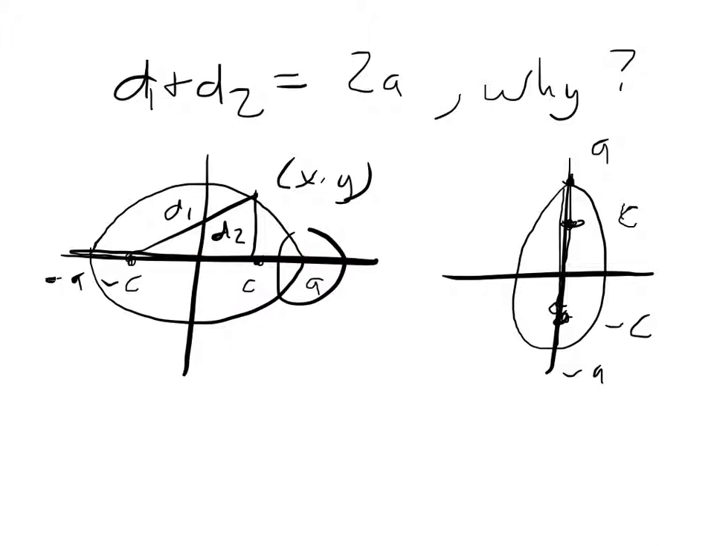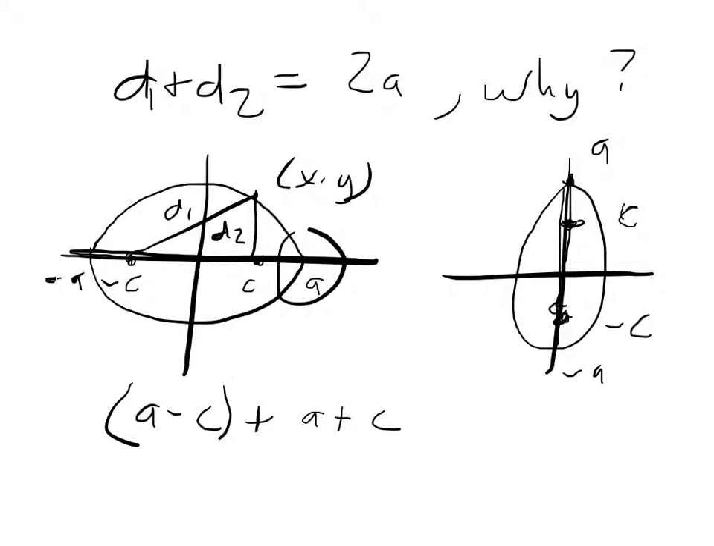Well, if this whole distance is A, and this distance is C, then this distance has to be A minus C. So one of my distances here, going to this focus, D2 if you will, has to be A minus C. How about the other distance? The other distance would be from here all the way over to here. Well, what distance is it from here all the way over to here? It's going to be A plus C. So I want to add up, that's going to be A plus C.